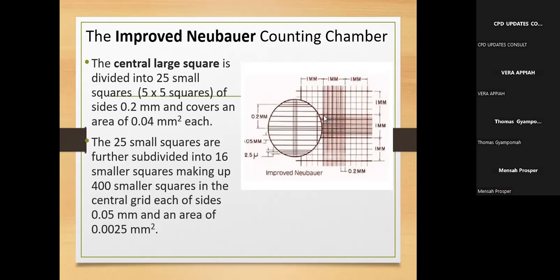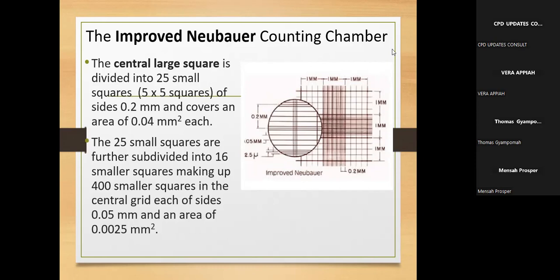Now, this small size has been subdivided into another 16 squares. So what is the size of the smallest square? Who can tell me? When you're able to tell me that, it means that you're actually following it. The central area has been divided into 25, so each small square here has a size of 0.2. And that small size has been subdivided into 16. So what would be the size of the smallest square in the central area?